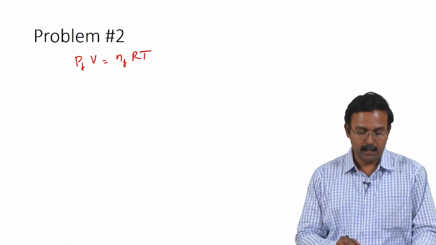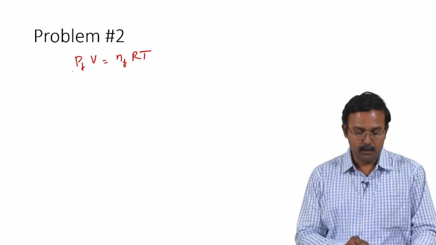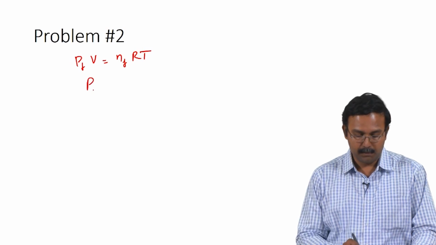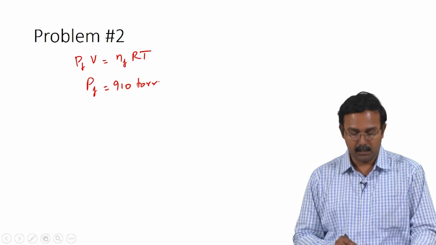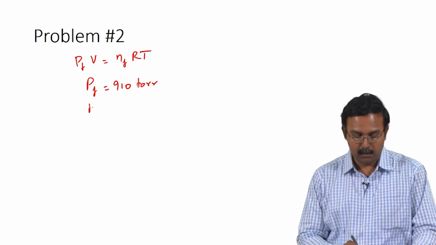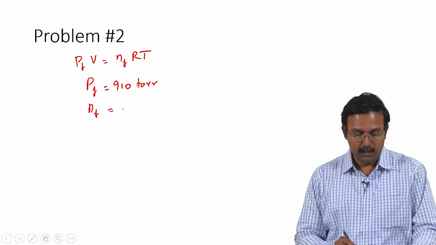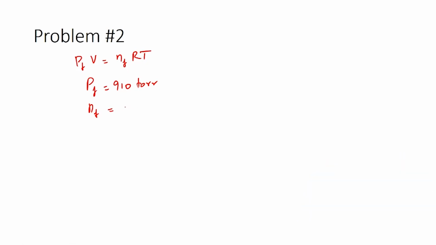So, we can calculate N final from here, and we know the final pressure P final is 910 torr. So, we can convert this to pascals, and from there we will be able to calculate the final number of moles, which would be N final equal to 0.03343 moles. So, from here we can calculate x. We know that N final was equal to 0.01286 plus 2x based on stoichiometry.